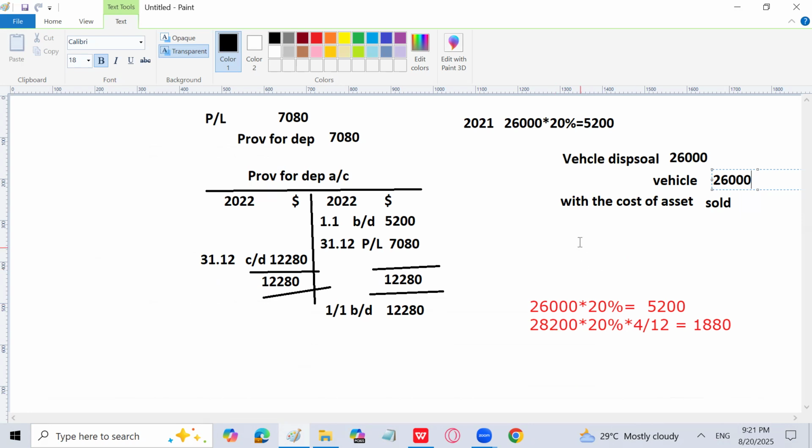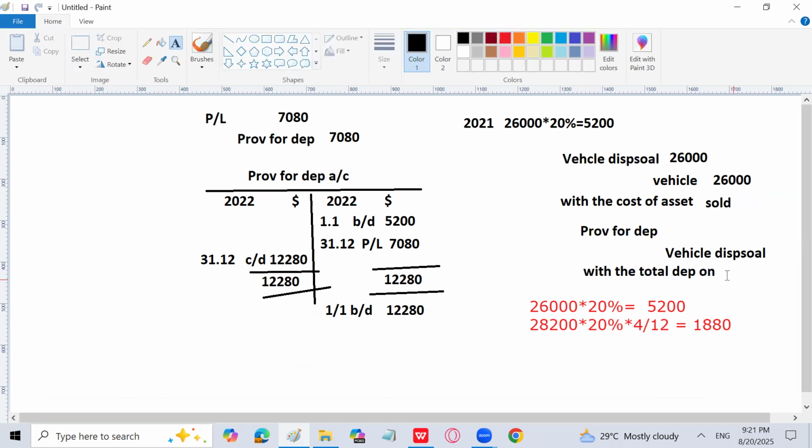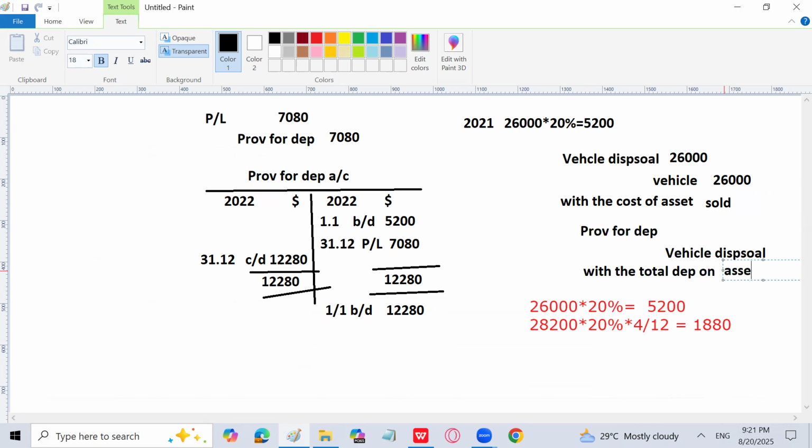चलिए बाद में बताते हैं, कोई बात. Next entry we pass is regarding the depreciation. And what is the entry? Provision for depreciation is going to be debit and vehicle disposal account is going to be credit. We are going to pass this entry with the total depreciation on asset sold.